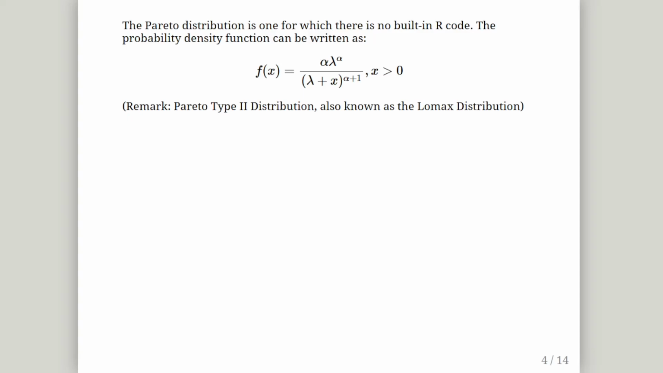The probability density function can be written as follows. f(x) equals alpha times lambda to the power of alpha, divided by (lambda plus x) to the power of alpha plus 1, where x is greater than 0. Just as a quick remark, there are actually multiple versions of the Pareto distribution, and in this particular instance, what we're dealing with is the Pareto type 2 distribution, also known as the Lomax distribution.